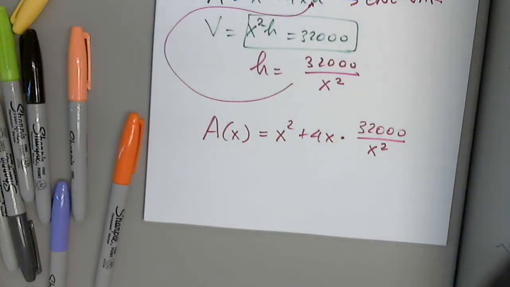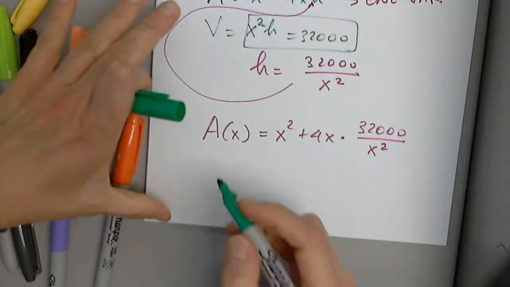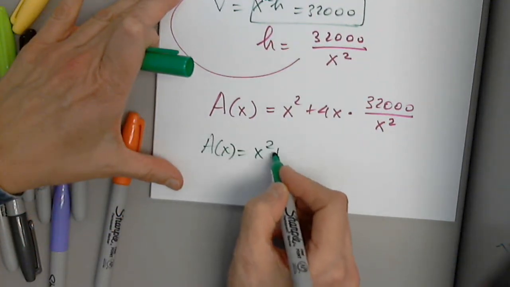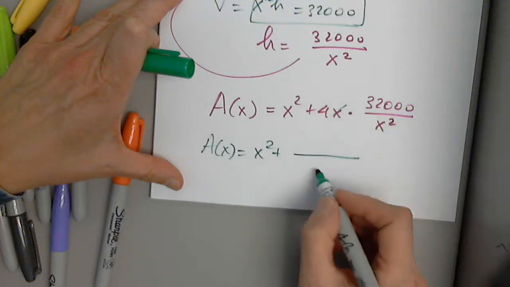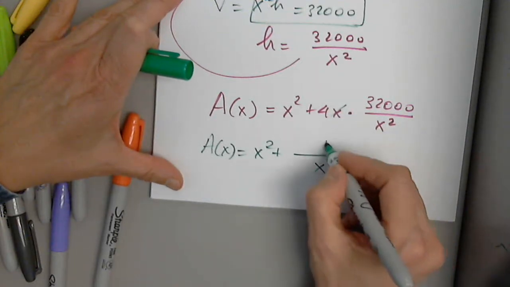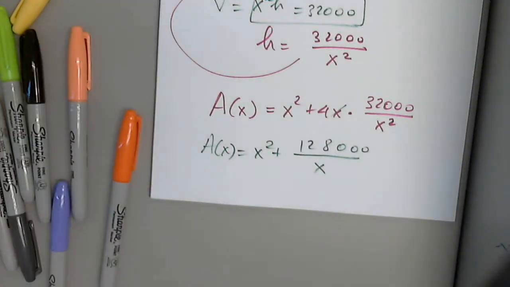Now let's stop for a moment. Do we agree with all steps? Yes, Vanessa? You just plug it in the equation. I cannot have two variables in the same function. So I solved the given information for h and I plugged it back in. Are we okay? Everyone? I will simplify a little bit. So then the area is x squared plus, I'll simplify an x in the denominator. So I multiply 4 by 32,000 and I get 128,000 over x.